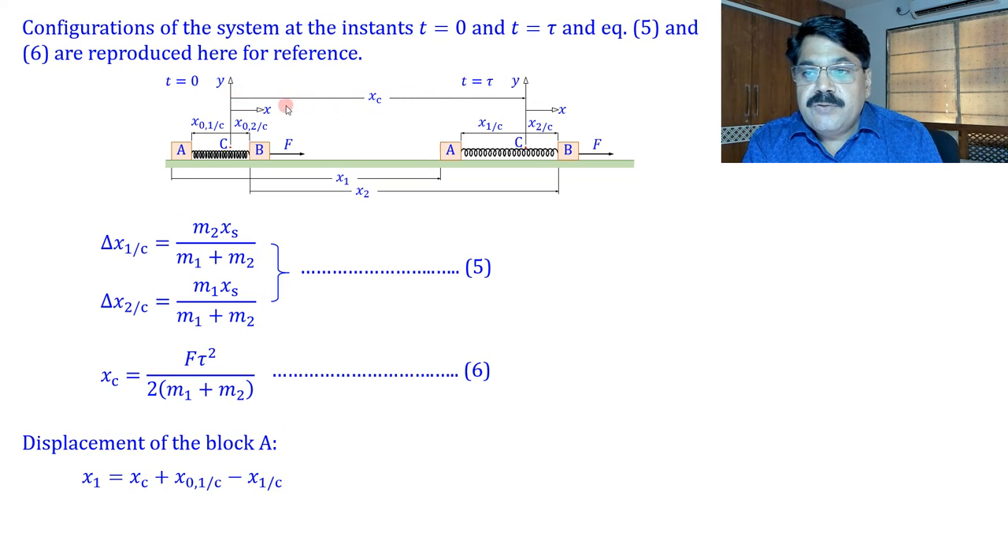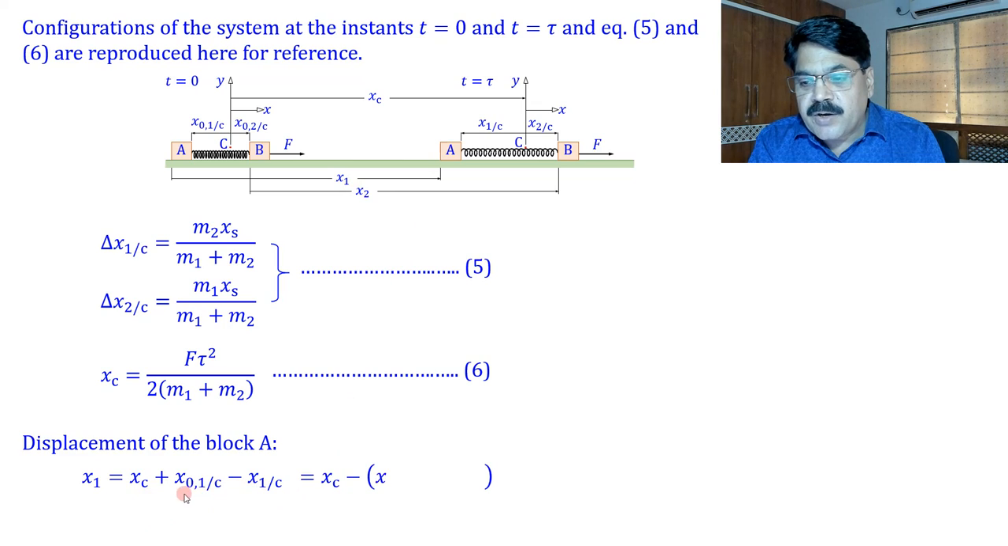This is xc. So add this and subtract this, you will get what? x1. Just see, we start from here. So if you add this one and subtract this, you will get x1. So it is not difficult to understand. Now we substitute the values.